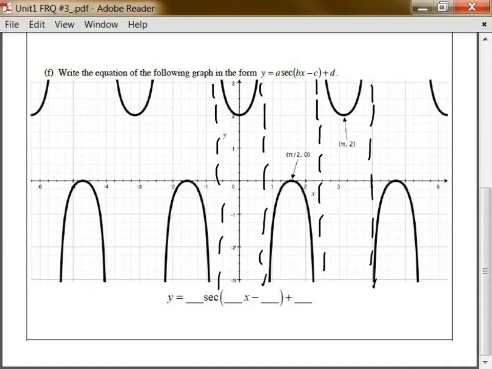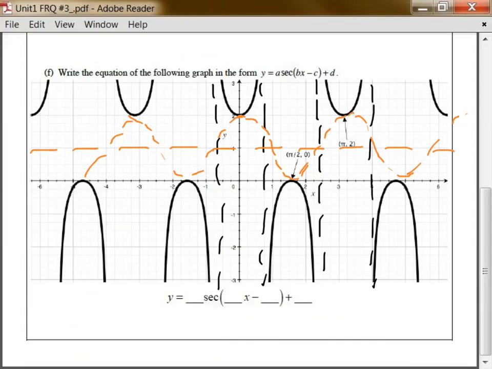Now, because this is secant, I like to see the cosine curve in here. So I'm going to graph the cosine curve. I just have to go from each vertex to draw my curve. Okay, so there's my curve. Do you guys see where the midline is? Yes. Midline is right here.